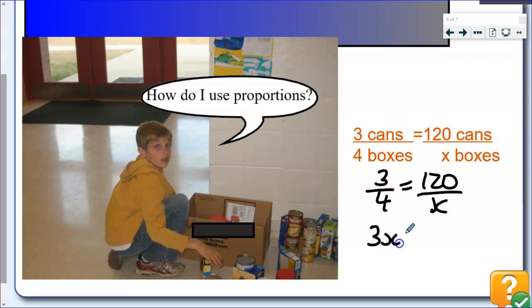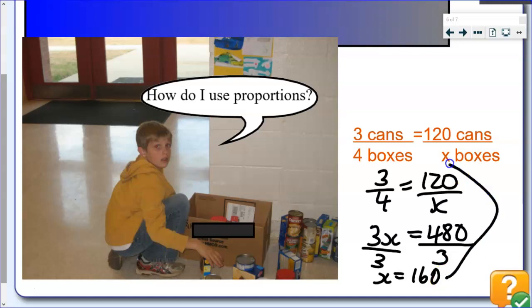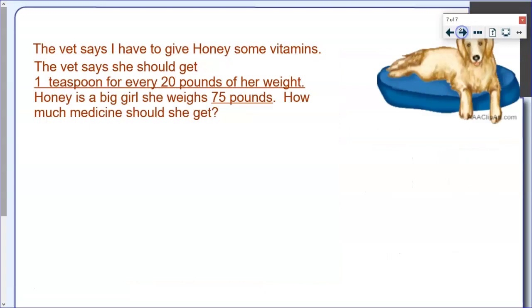So now we've got our proportion problem again. 120 times 4 is 480, and we're going to divide by 3, and we're going to find out that Austin needs 160 boxes. Okay, that's that variable right there. Pretty simple. Let's do one more.